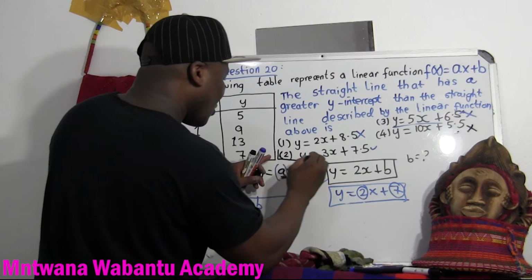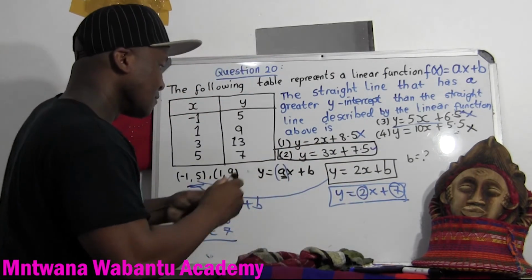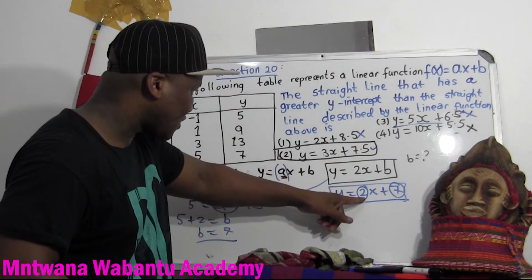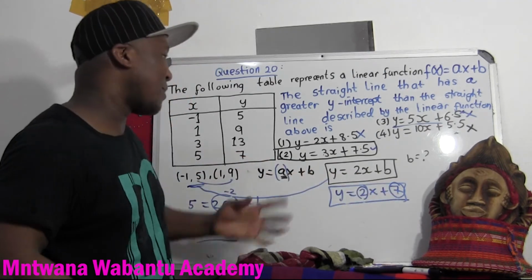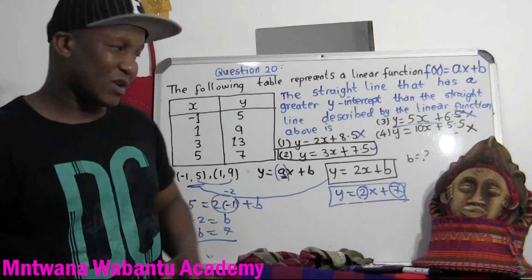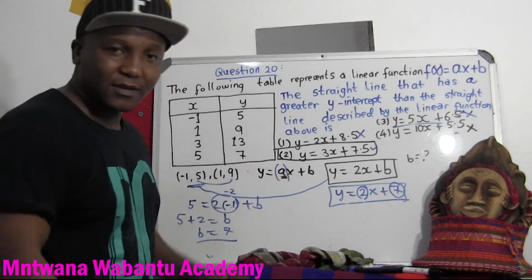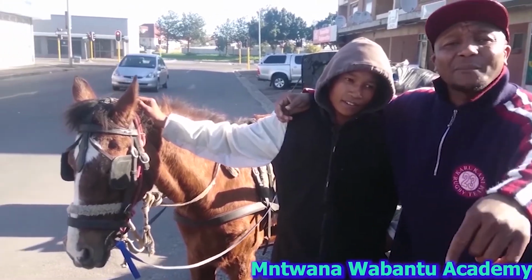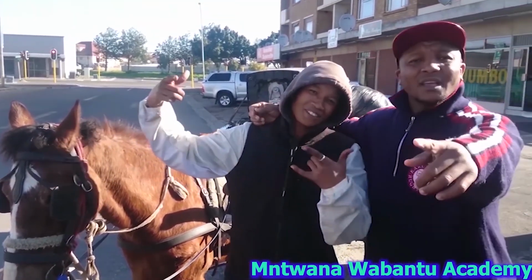So our answer is going to be this one. You know why? Because the slope is bigger and the y-intercept is also bigger. But for the other options, maybe one is bigger and the other one is not. So this could be the answer. Easy. When you do this question, it is easy like that.